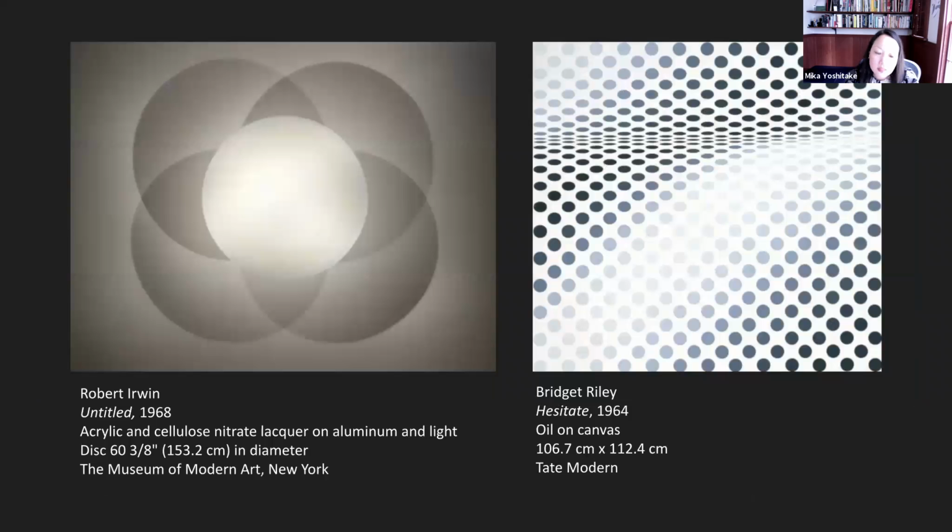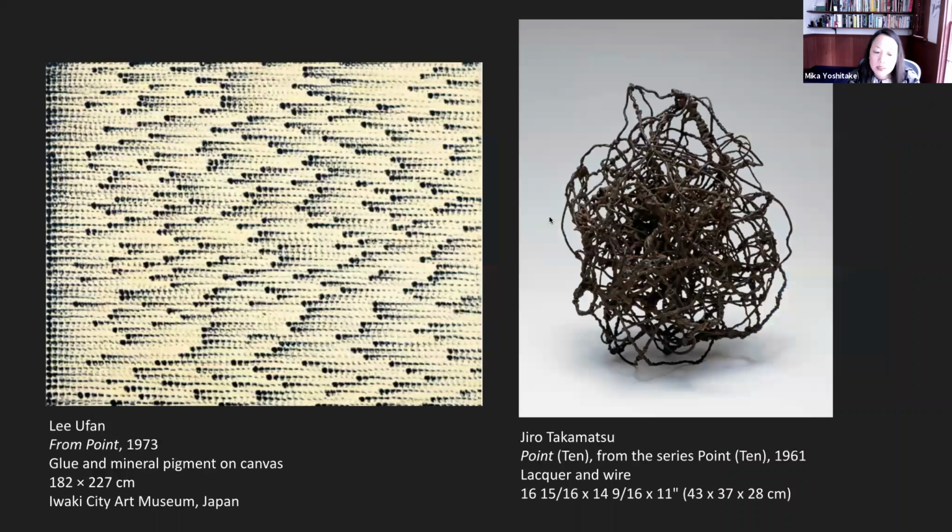Many of Kusama's contemporaries associated with minimalism, light, and space, and the late 1960s post-war Japanese art movement, Monoha, engaged with the idea of the dot, like Robert Irwin and Bridget Riley, who were interested in the haptics of optical perception, as well as Lee Ufan, whose conception of the dot, or ten, marks time, the beginning and end of the universe, while Jiro Takamatsu's notion of the dot, or ten, centered on physics.